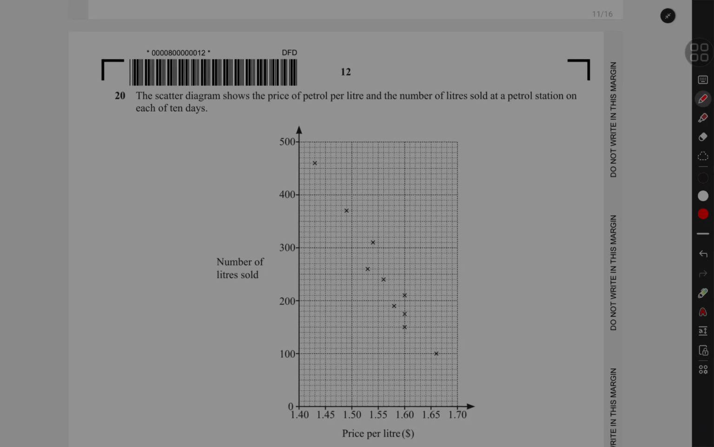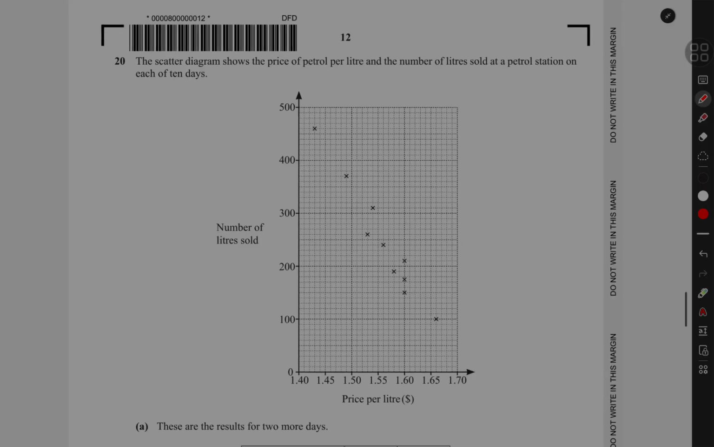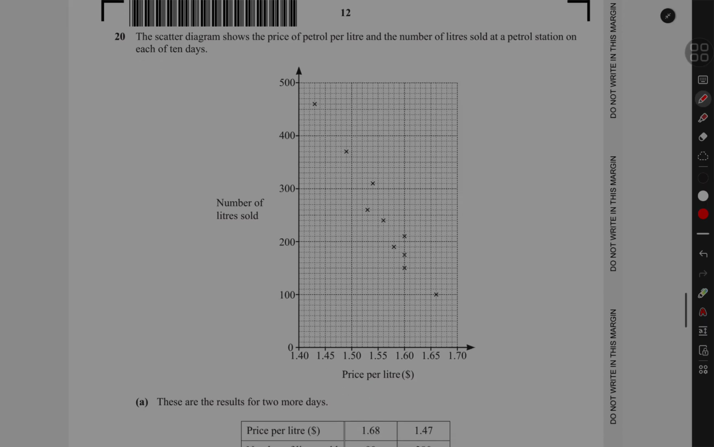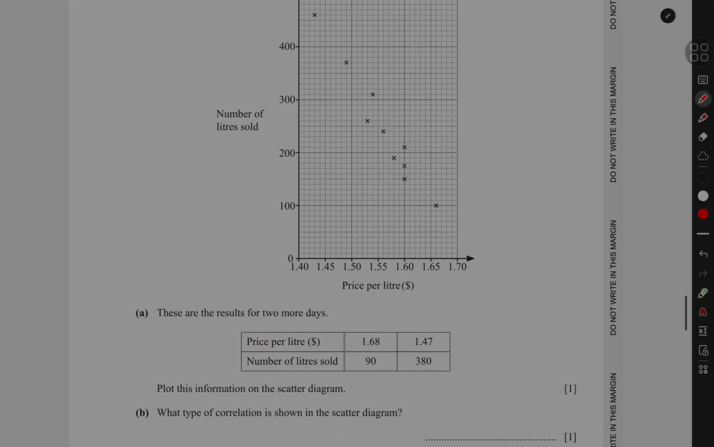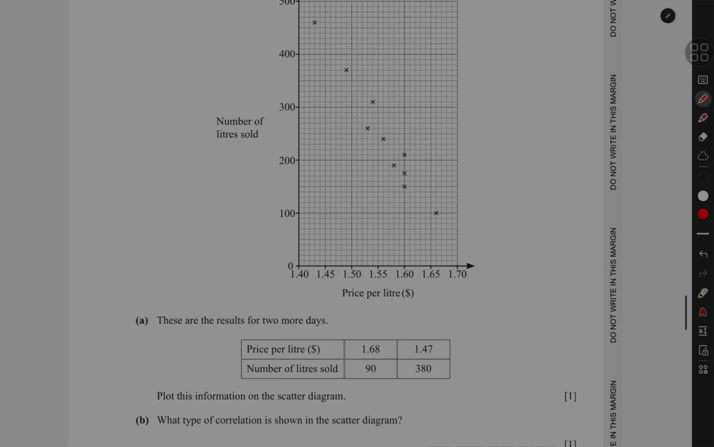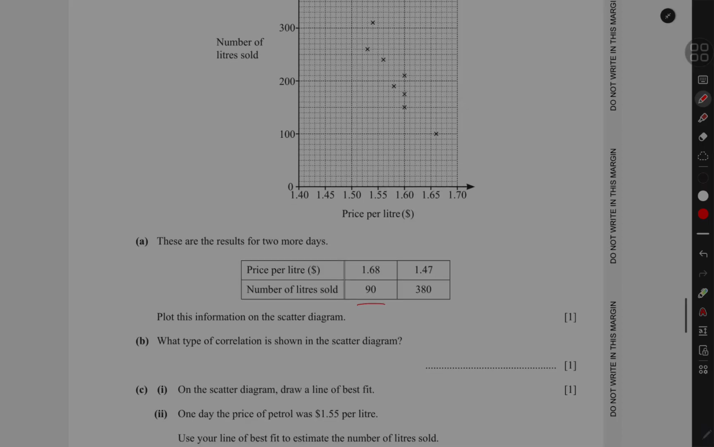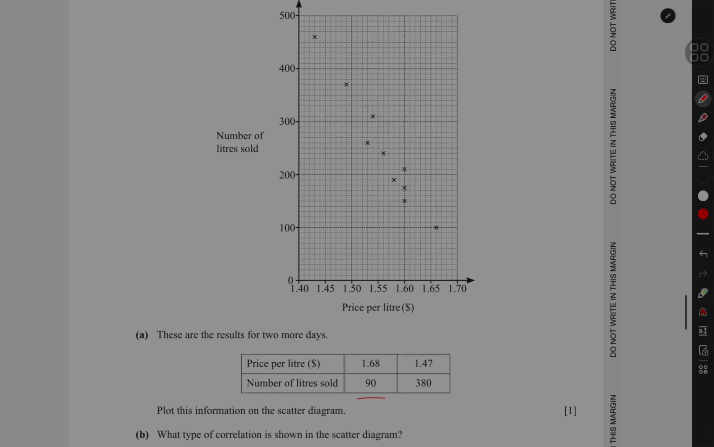Question 20. The scatter diagram shows the price of petrol per liter and the number of liters sold at a petrol station on each of 10 days. These are the results for 2 more days: 1.68, 90, and 1.47, 380. Plot this information on this scatter diagram.